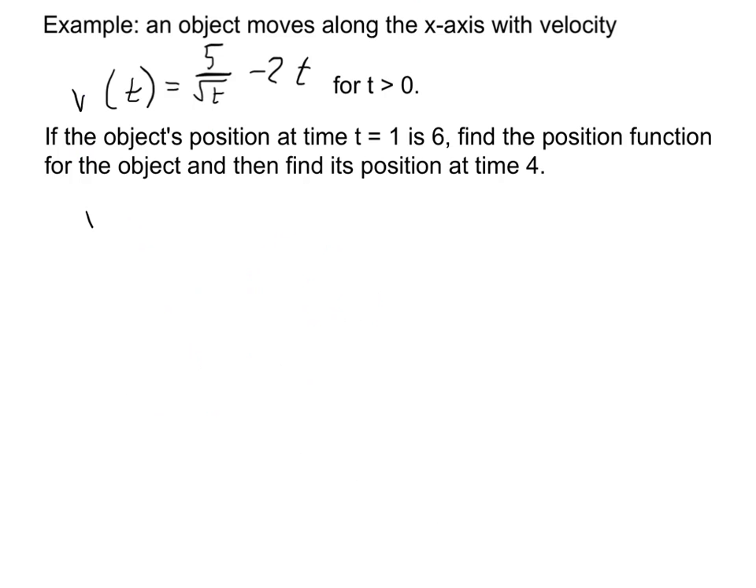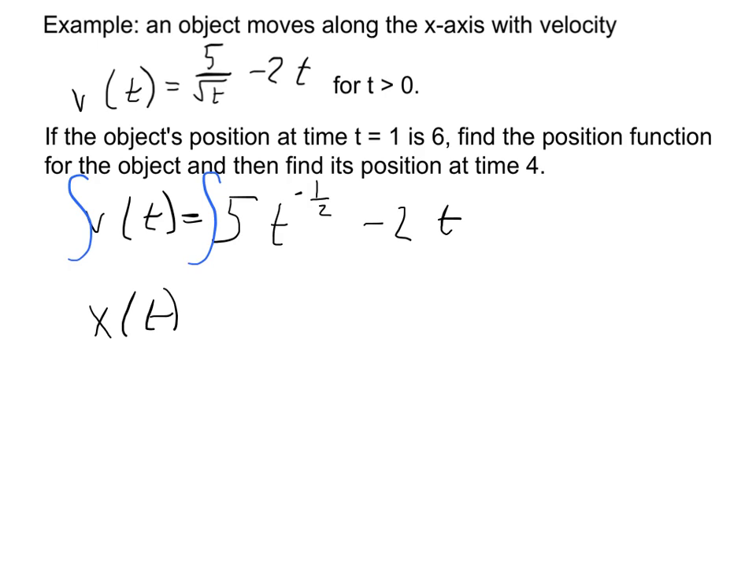Alright, so just like we did last time, we've got v of t is, and I'm going to do something interesting here. I'm going to write this as 5t to the negative 1/2, because I know I'm about to take the integral. I want to put this in a form that's easy to take the integral of. Right. So now I'll write the integral of both sides. So this is going to give me x of t because it's moving along the x-axis. Again, you could have used p of t if you wanted, but generally I'm going to use x of t and y of t if they're moving along the x or y axis.